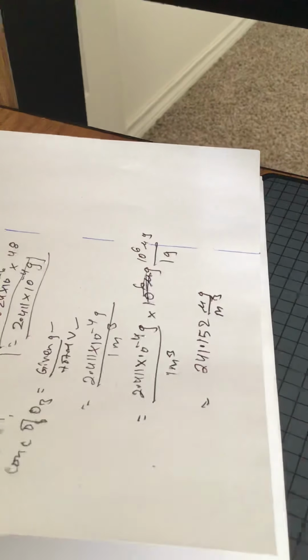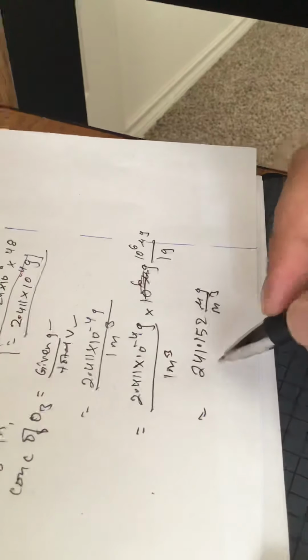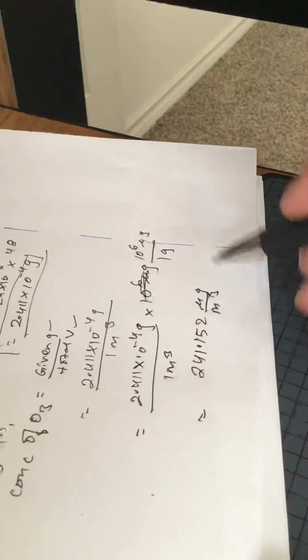The question was simple, and you got the answer to be 241.152 microgram per meter cube.